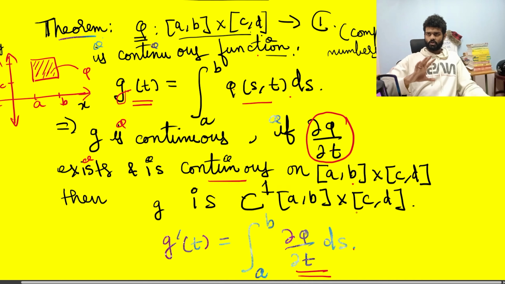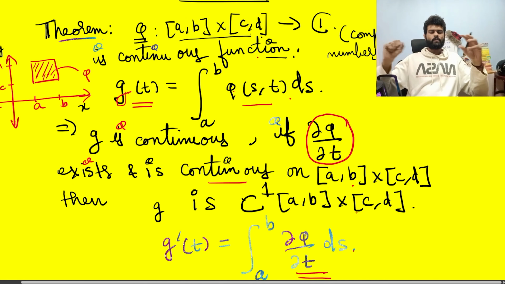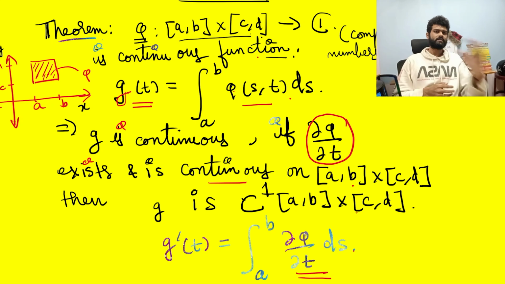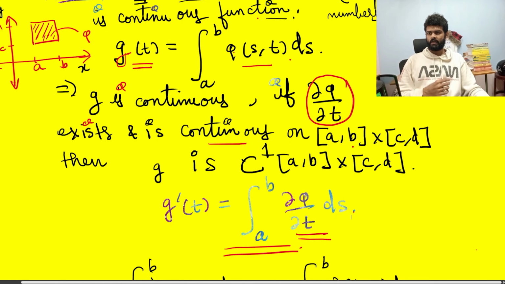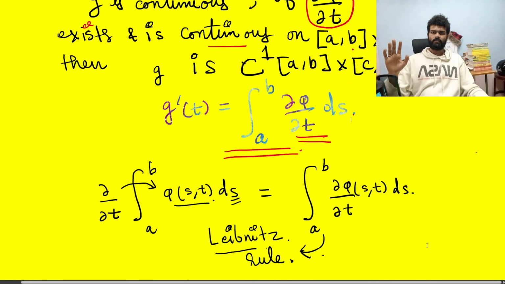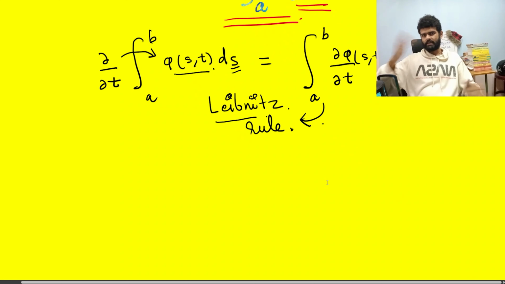So the gist of this theorem is, when the partial derivative with respect to t is continuous, then you can take the derivative inside the integral. Now I'll prove this. This video will be in many parts, so let's go step by step.